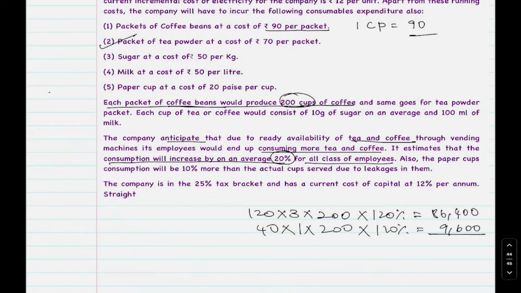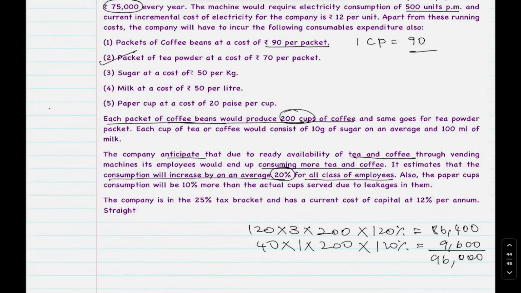Totally how many cups are required? 96,000 cups of tea are required. And see there in the question.